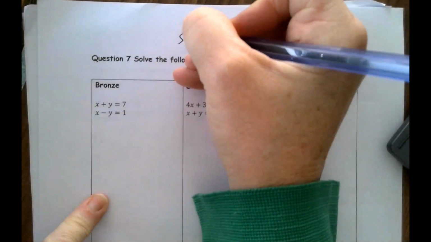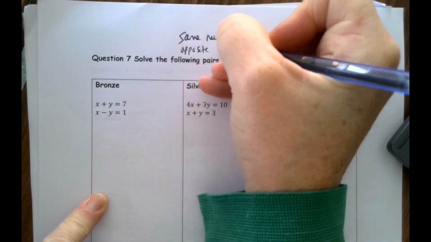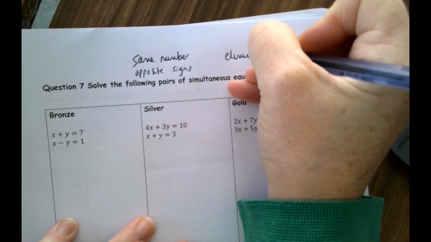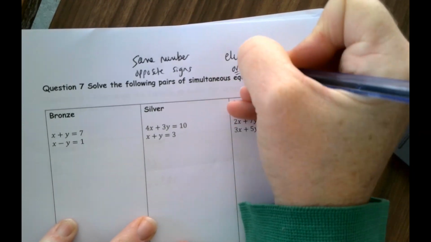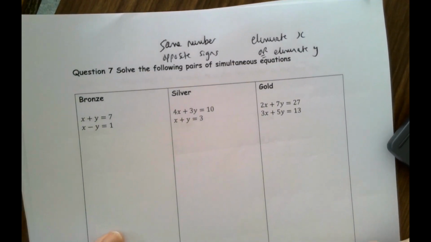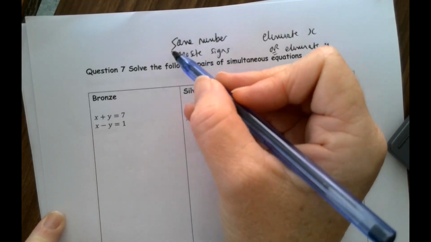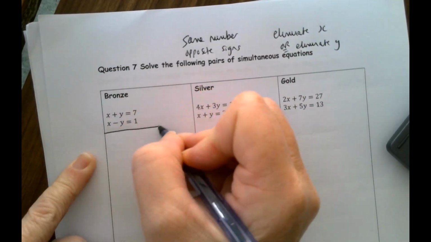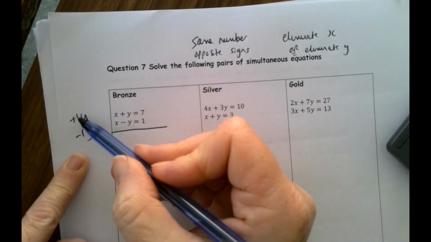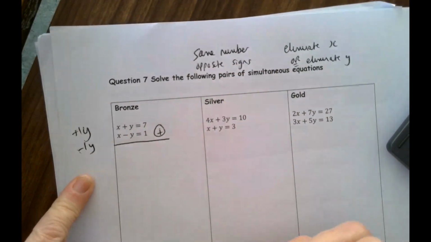Simultaneous equations, same number and opposite signs. So what that means is I'm trying to eliminate. Eliminate means to get rid of it. Okay. So what I want is either the x's or the y's to be the same number of them in each line with opposite signs. Now if you look at this first one here, the y's, there's plus 1 y and there's minus 1 y. Same number, 1, opposite signs, minus. Once I have that, I can add the two lines together.